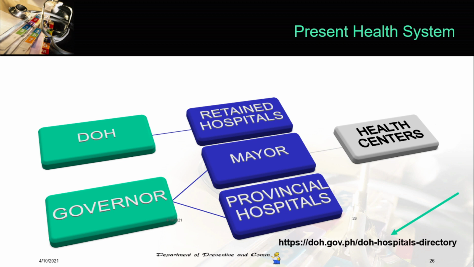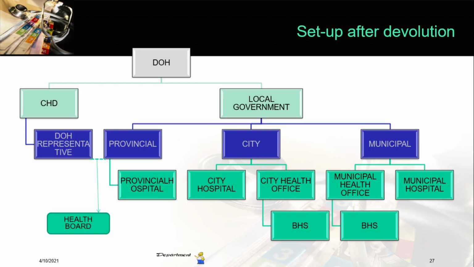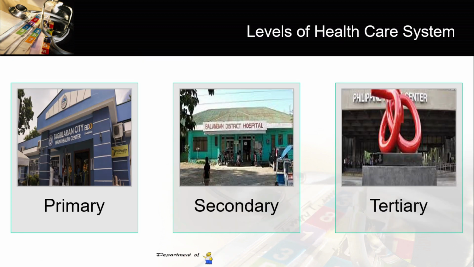The DOH is responsible for some of the retained hospitals in Metro Manila, specialty hospitals, and some regional hospitals, while the rest of the hospitals are under the local governments. In the devolved setup, DOH Central Office cannot directly go to the local government but will have to pass through the Central Health Development Regional Director if there are programs the Central Office wants to implement. These are the levels of the healthcare system.